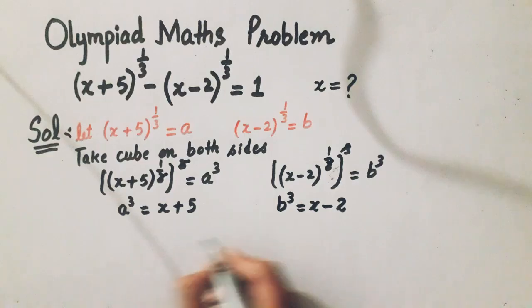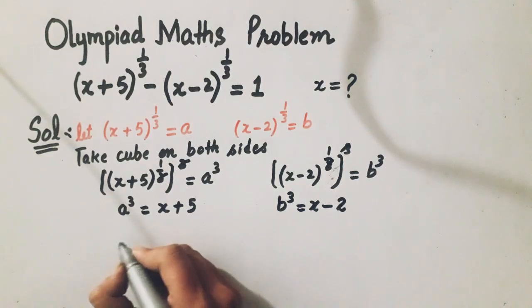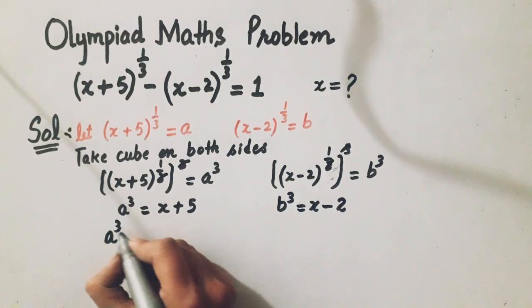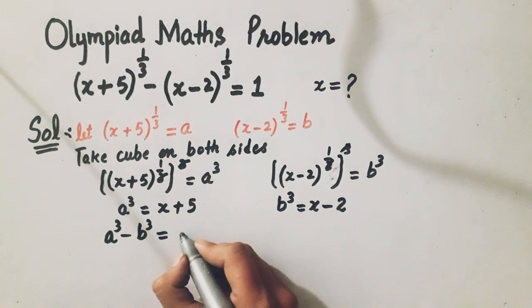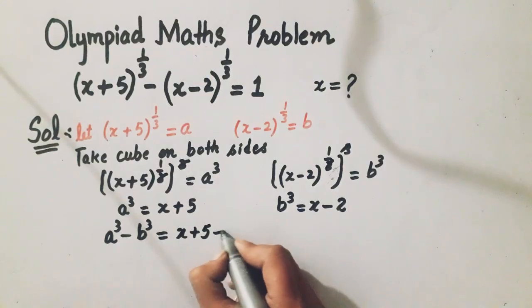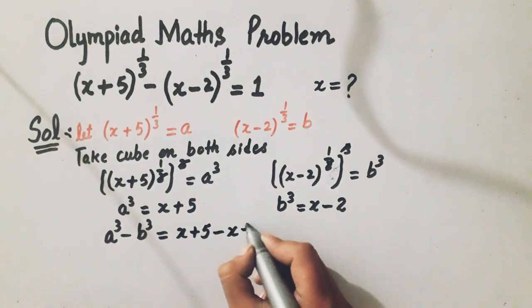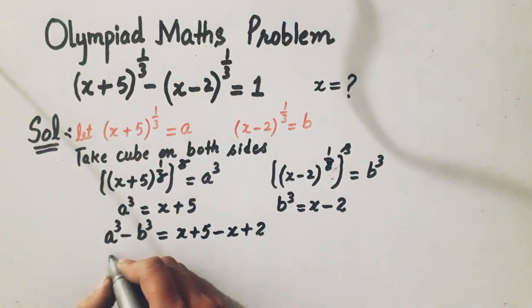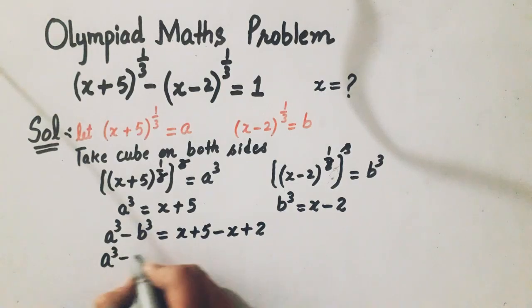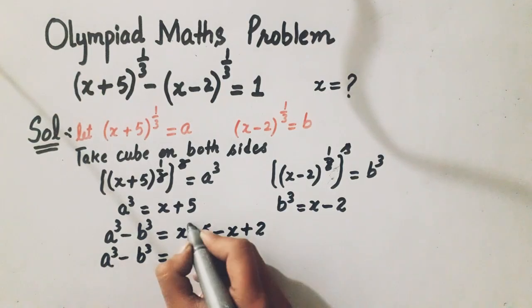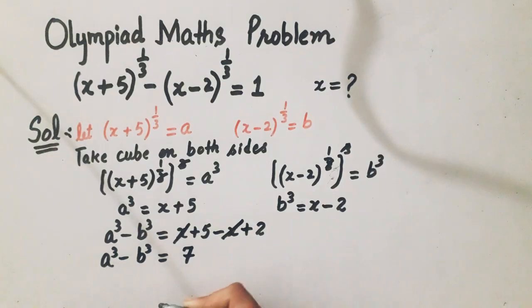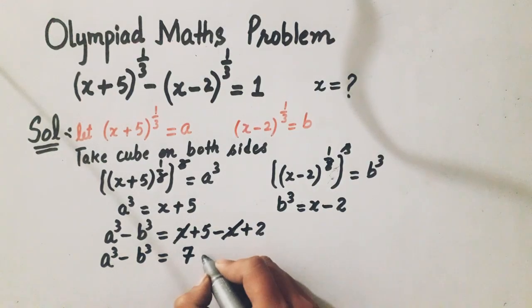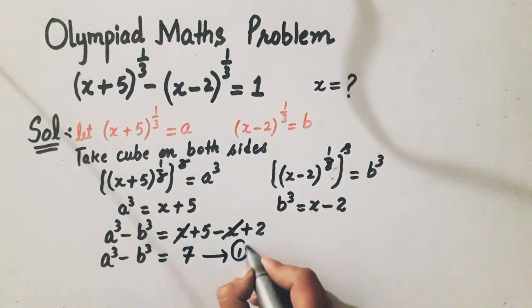Now we will make a step here as a cube minus b cube will be x plus 5 minus x and plus 2. That means a cube minus b cube equals, x and x are cancelled out, 5 plus 2 is 7. So we will say this is equation 1.